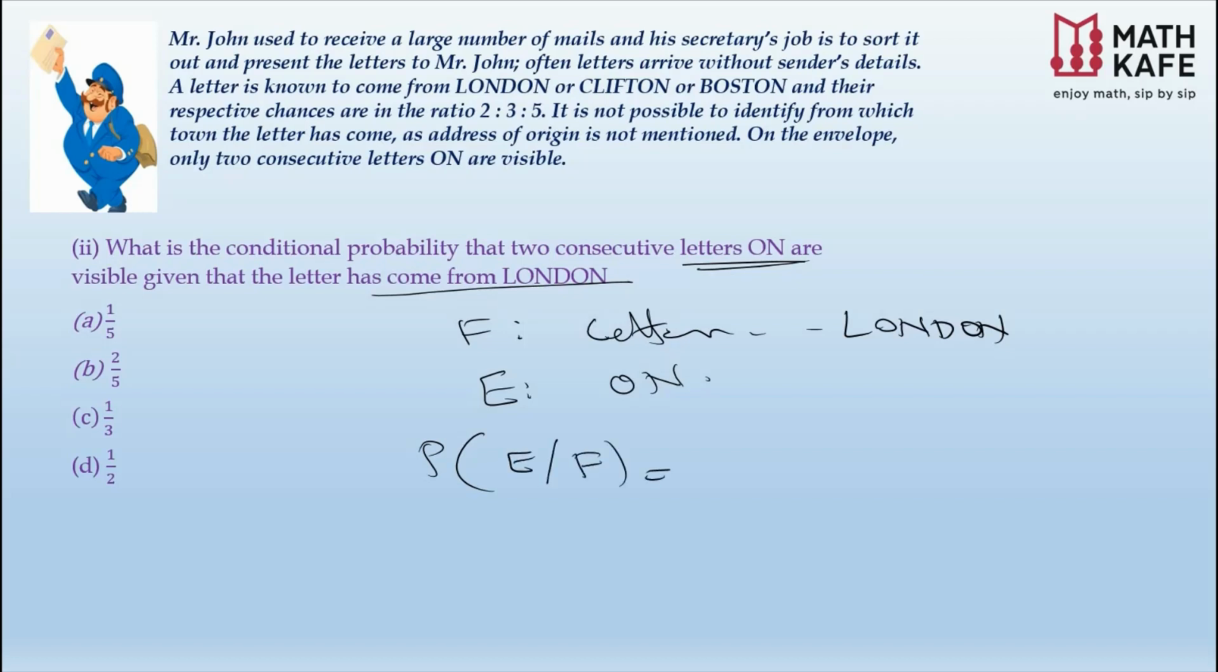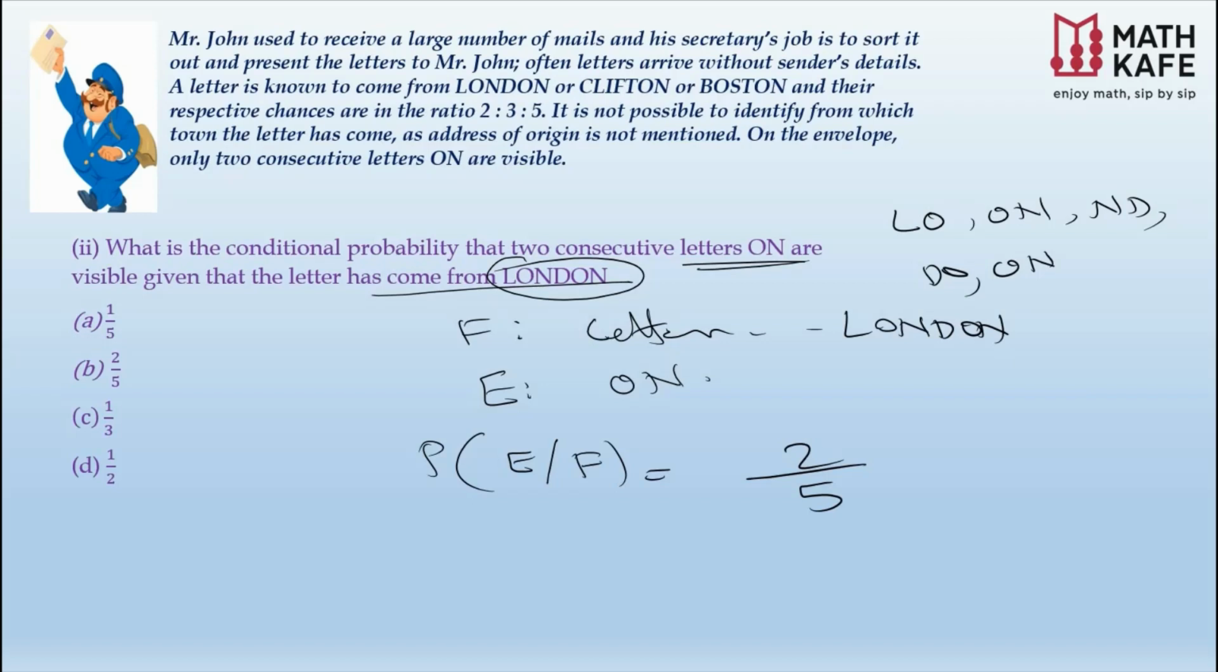That means you have known that the letter has come from London and the letters ON are visible. We have London, and ON should be visible from here. In London, how many times can you get ON? You are considering only two consecutive letters. It could be LO, ON, ND, DO, ON. So 1, 2, 3, 4, 5 pairs are there, out of which how many pairs are favorable? ON coming twice. It is 2/5, and it is a very simple trick.